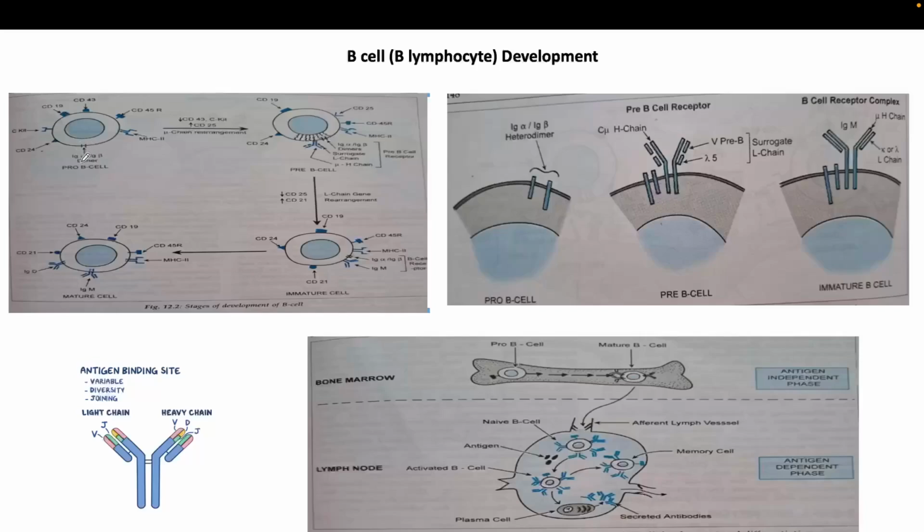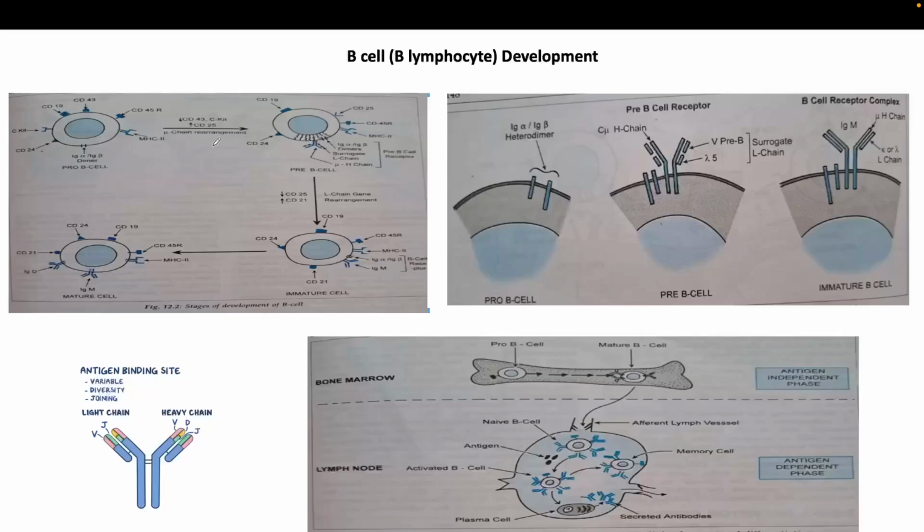This is the marker. Suppose you have multiple cells; whatever marker is present on the cell surface, accordingly we can identify which stage of development the cell is in. These are the pro B cell markers: CD19, CD43, CD45R and CD24, as well as the immunoglobulin alpha and beta, which are now being synthesized. It has just started in the case of the pro B cell.